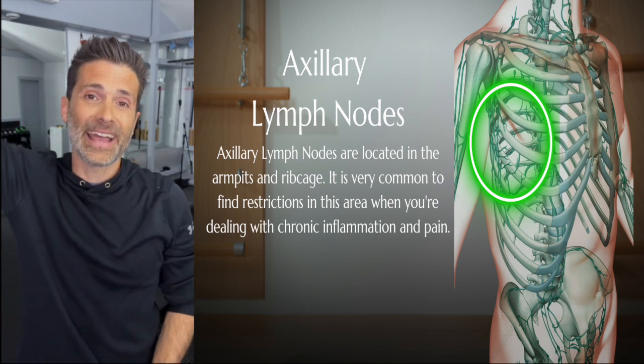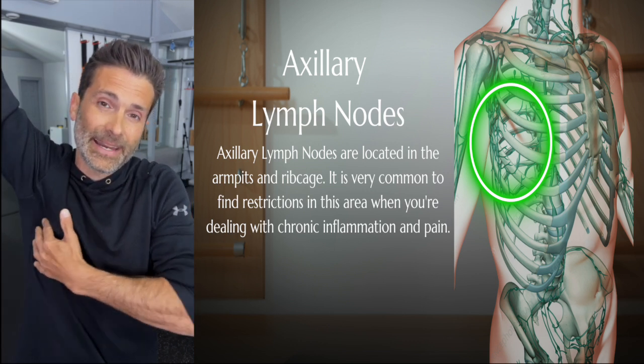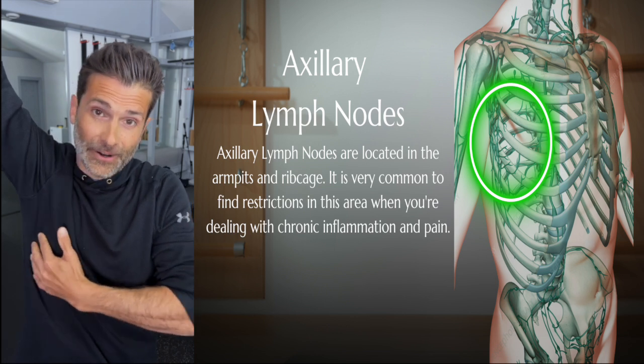Then we do the same thing on the right side. So I go into the armpit, I pull the pec out of the way, and then I'm just getting my fingertips in between the ribs, and I'm feeling around.